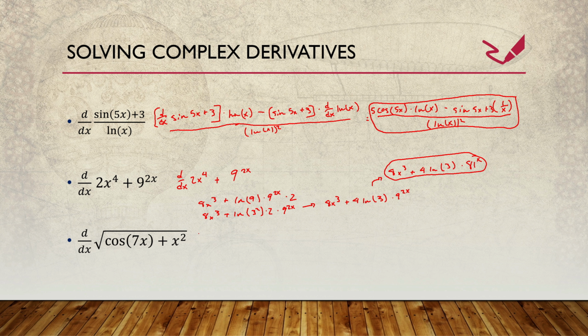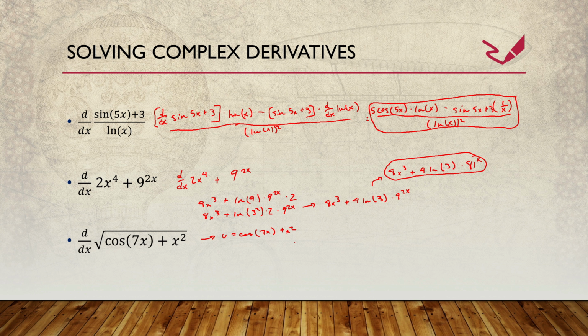To start this off, we're going to identify what our u value is. The reason we do this first is because it would be a lot easier to solve. And also we would find our derivative, so we will have to use u substitution and the chain rule. So our u here is going to be the inside function underneath the radical, so it's going to be cosine of 7x plus x squared.